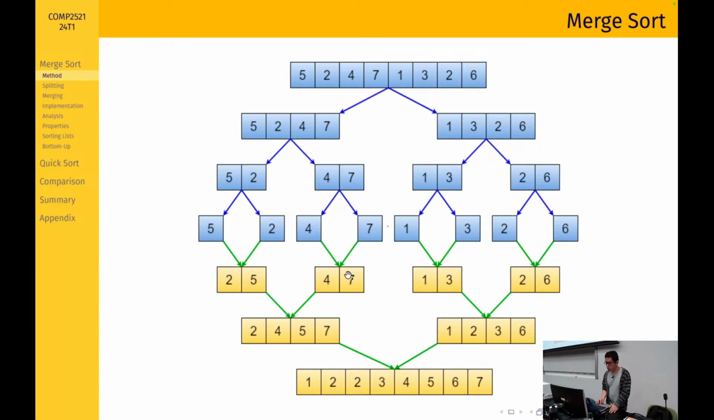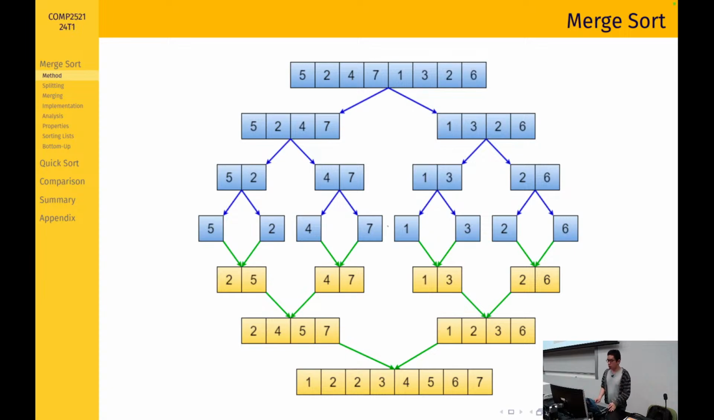Now we have two sorted subarrays of size 2, so we merge those into a sorted subarray of size 4. And we do the same thing on the right, so we get 1, 2, 3, 6. Then finally, we merge the two arrays of size 4 into an array of size 8. Okay? So that is how merge sort works.